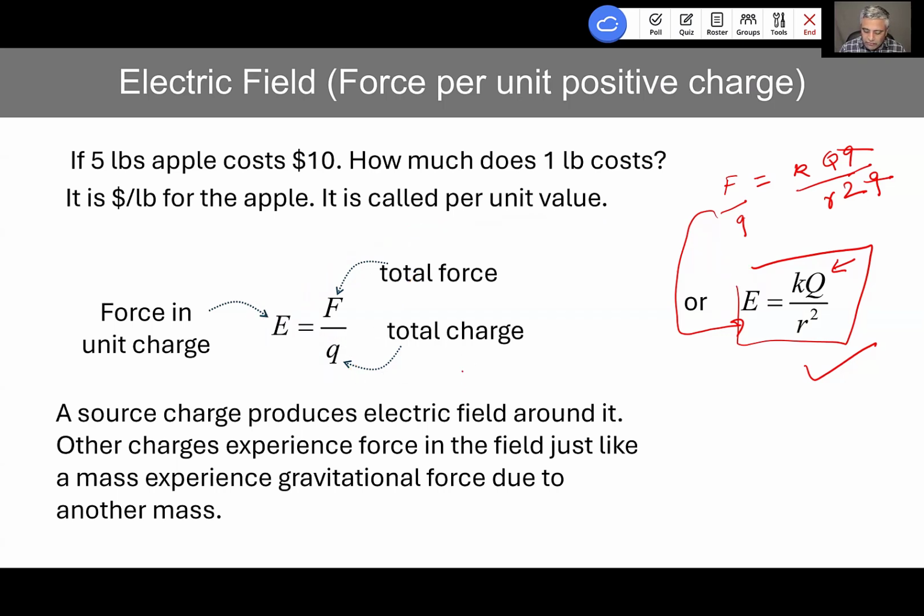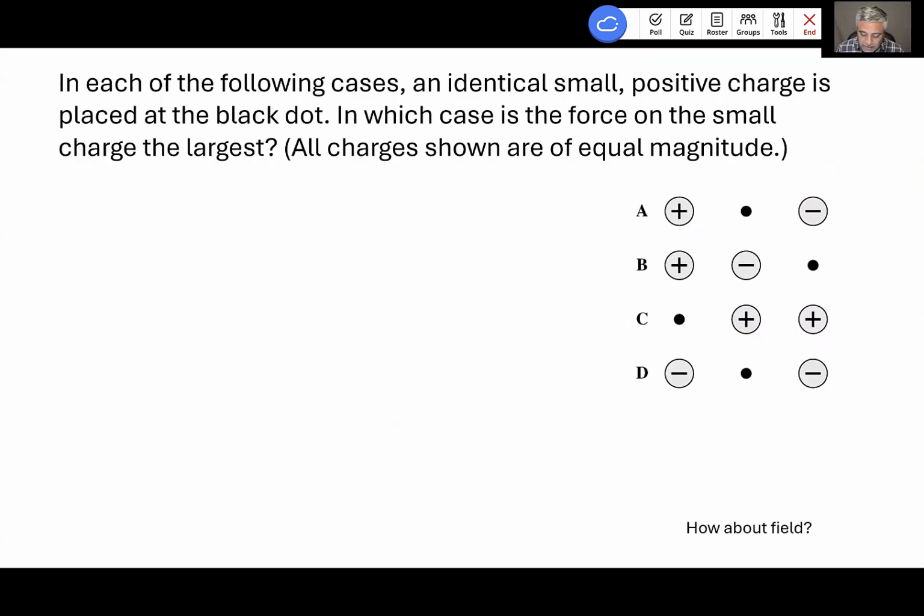Similarly, the force on a charge can be written as q times E. So if you know the electric field at any point, you can find the force on any charge simply by multiplying that charge by the field. That's it. Now here is a question for you.